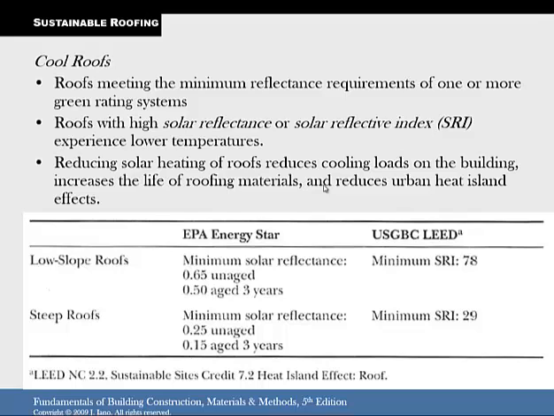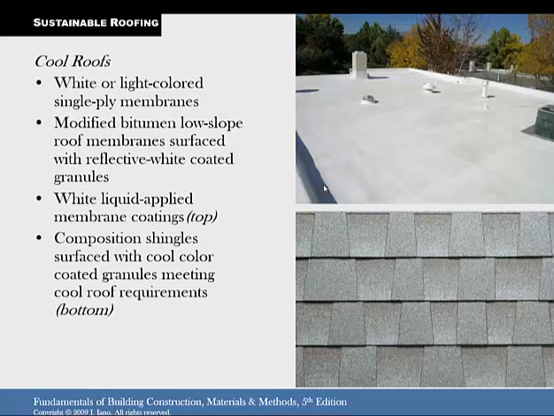And the solar reflectance index that they'll talk about. Reducing solar heating on roofs reduces the cooling loads on the buildings and increases the life of the roofing materials. So, white or light colored roofs, like I said earlier, are very cool roofs because they keep the structure cool. They reflect it. Composition shingles with a cool color or metal roof with a cool color.